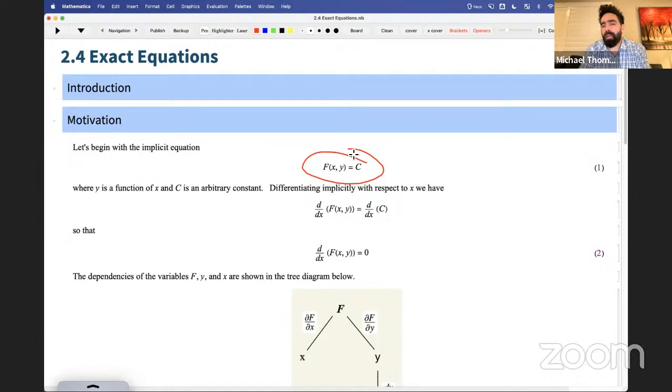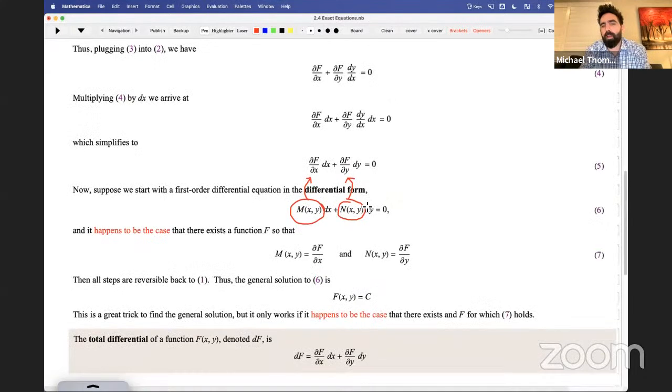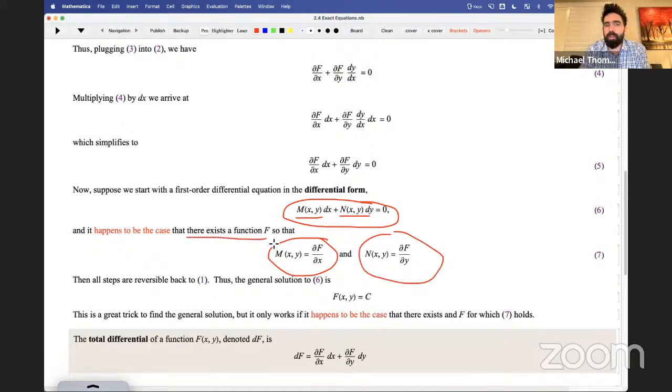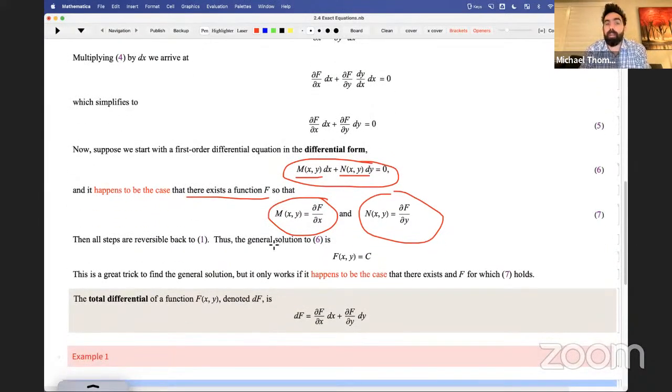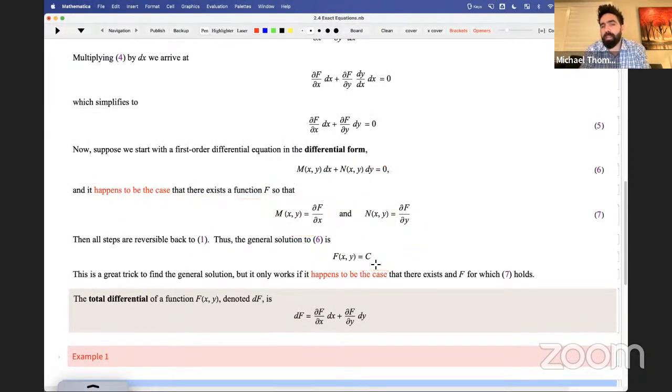Okay, the logic's weird. You probably never really worked with something like this before, but essentially we're building the question, and then whenever you run across a problem that looks like this, as long as this has that property, and as long as this has that property, for some function f, right? You don't know what the function is, but if you can find it, then all the steps are reversible, and then you could just write down the function equal to c. You have to write equal to c here. I noticed this last semester. A lot of students didn't write that, and that's a problem.